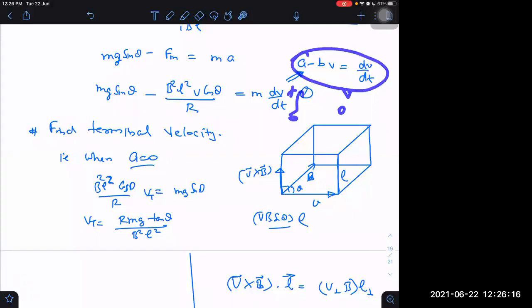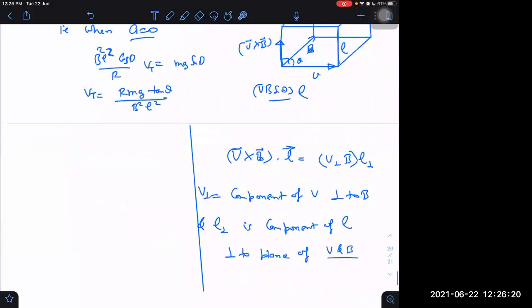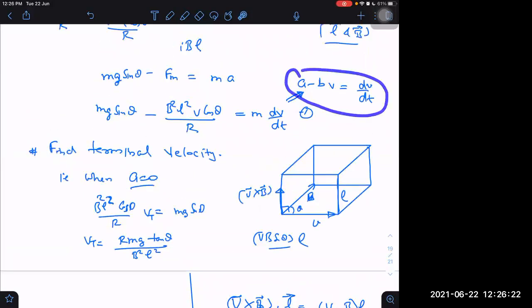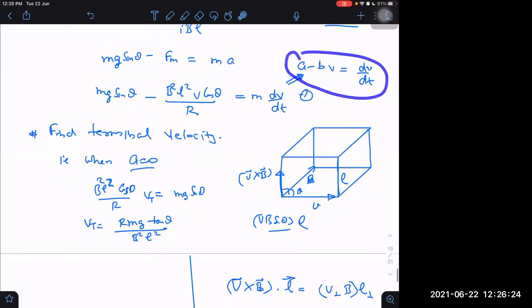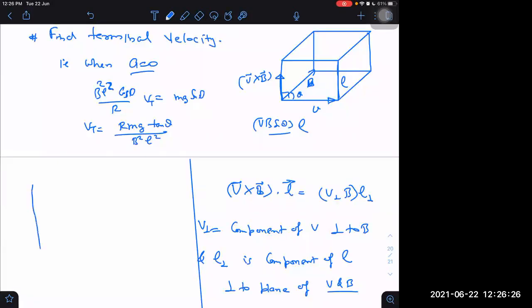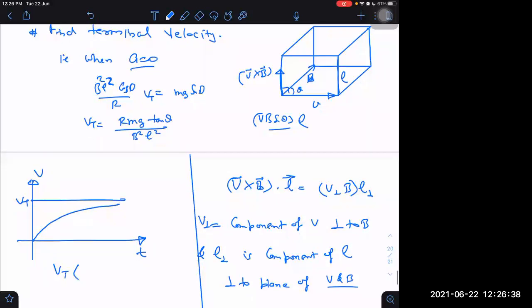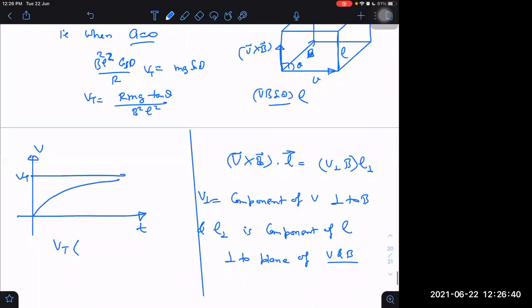What kind of graph we will get here? V versus t graph. It will be an exponential function, right or not? It will be like charging. Exactly. So if I have to plot it, I can write it in this way. Final velocity will be terminal velocity Vt. This will be the graph, velocity versus time. So it will be like Vt into 1 minus e raised to power minus t by time constant.